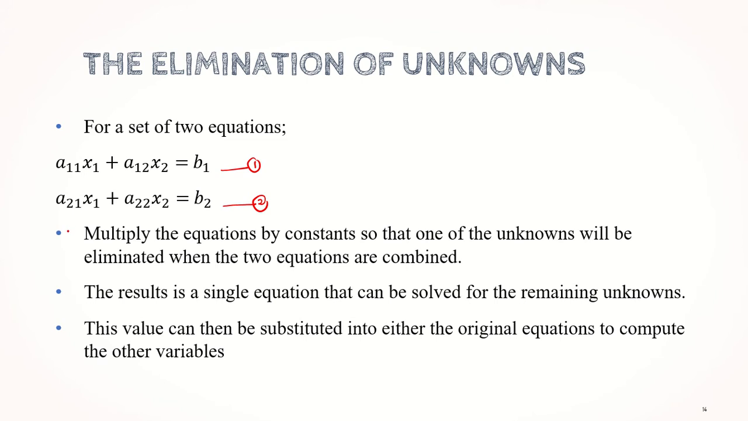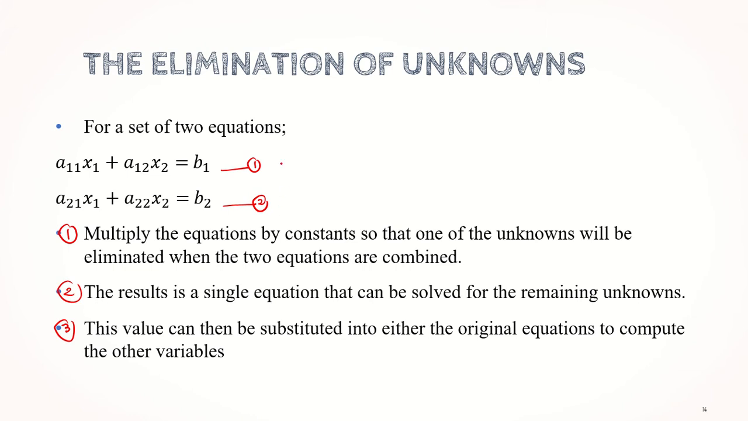The second step is that the result is a single equation that can be solved for the remaining unknown. That is followed by the third step, where this value can then be substituted into either of the original equations to compute the other variable.